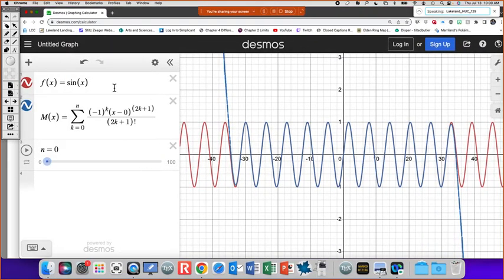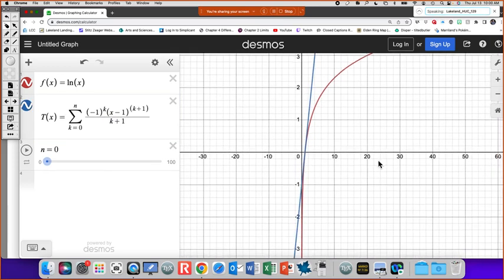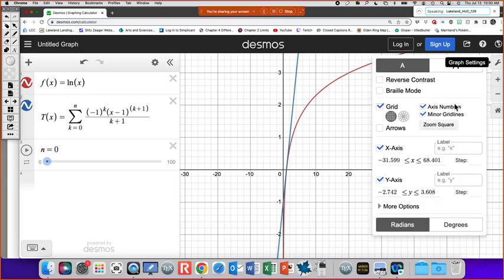Take that n back down there. So we're looking at natural log x. We're going to call this t of x now because it's a Taylor series. That's the same. It's x minus 1 in there, the k plus 1, and then there's no factorial. There it is. Boom. Okay, let's check this out.